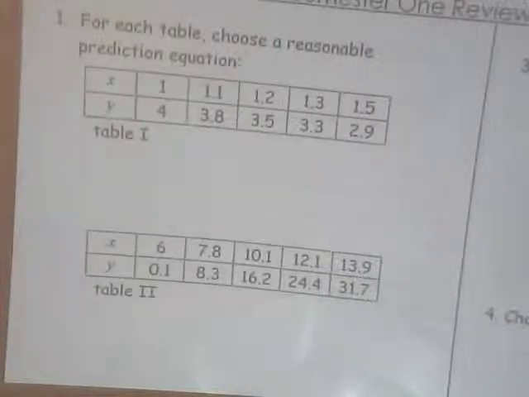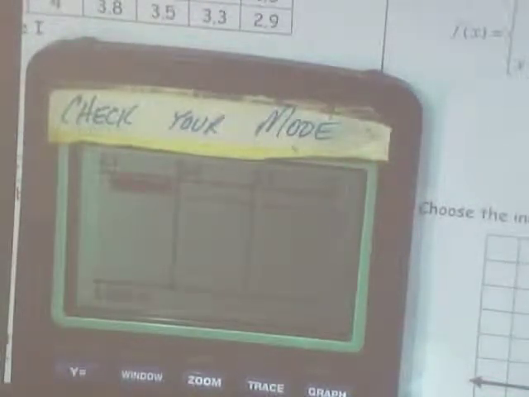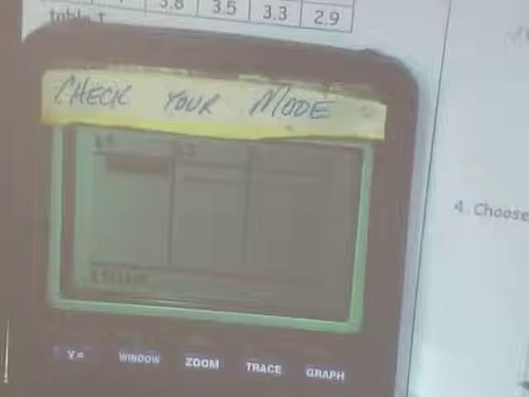All right, so they want you to choose a reasonable equation. This is straight calculator, grab your calculator. I know we went over this right before the break, but let's do it again. Go to Stat, Edit, and in your list 1, you want to put your X values. In your list 2, you want to put your Y values.